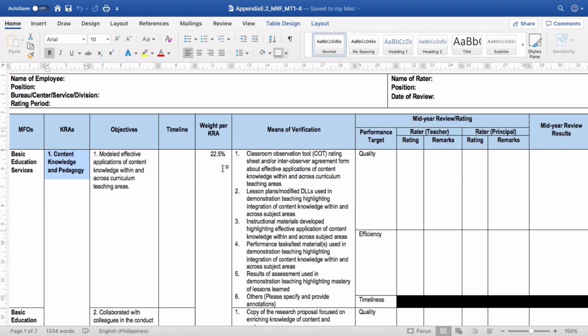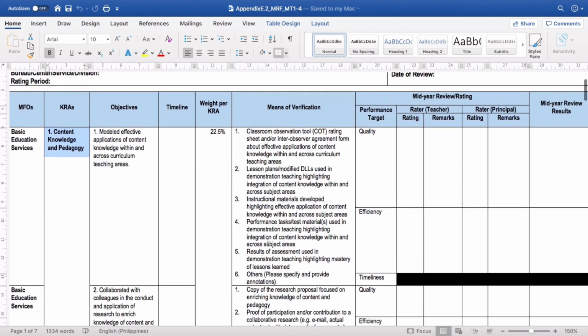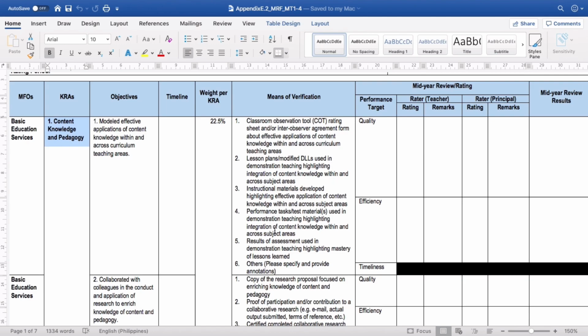The means of verification: COT, the lesson plan, instructional materials, performance tasks, materials used in demonstration teaching or your observation, and then results of assessment used in demonstration teaching, highlighting mastery of lessons learned. And kung wala po kayong ganon, you can put others, but you need to specify and explain and provide annotation.